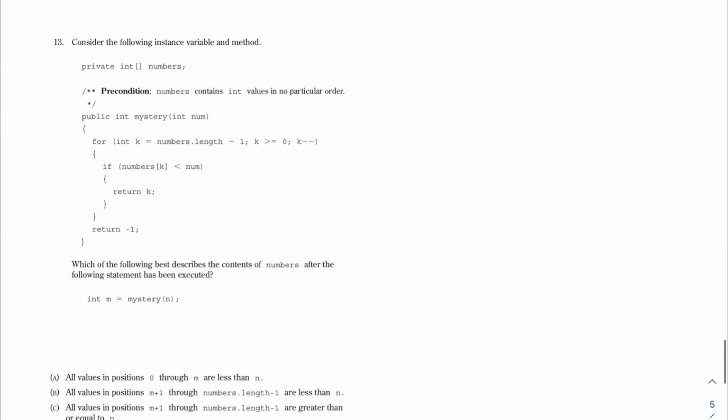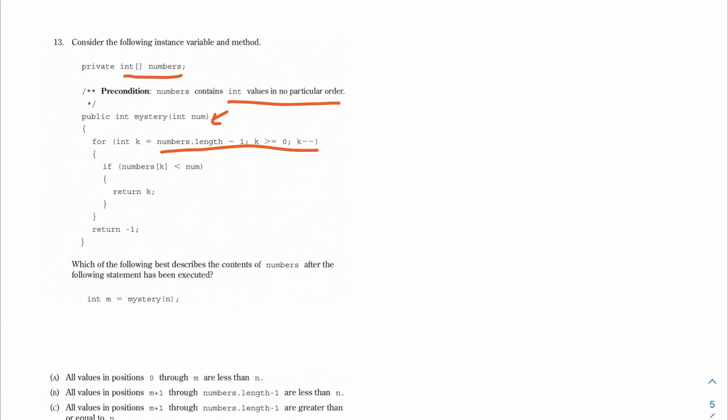This says consider the following instance variable and method, and we've got another array of ints. It says numbers contains int values in no particular order. We have this mystery method, and we have to figure out what it does. Basically, we're looping through numbers backwards. If we find that the int at index k is less than the num that was passed in, then we return k, otherwise we return -1.